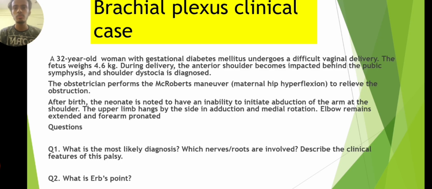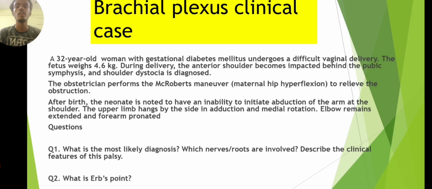There are two things which you can find out. If you know that there is a hyperflexion, it is very difficult for most first year students to do that. But for a first year student, it is expected that from the symptoms the student can easily diagnose it as a waiter's tip position, and it is seen in Erb's paralysis. So what is the most likely diagnosis? It is Erb's paralysis.